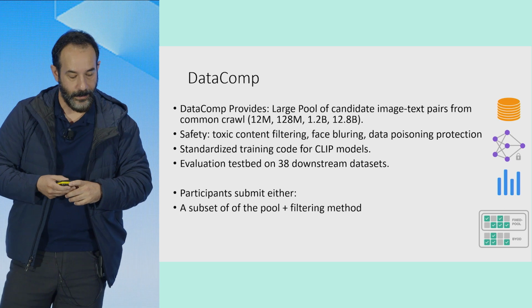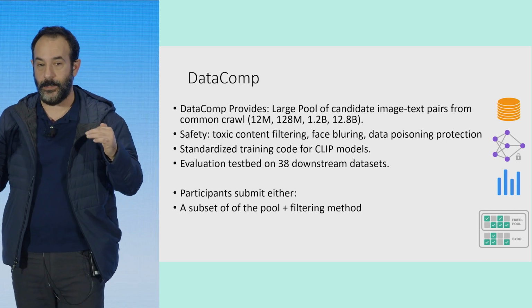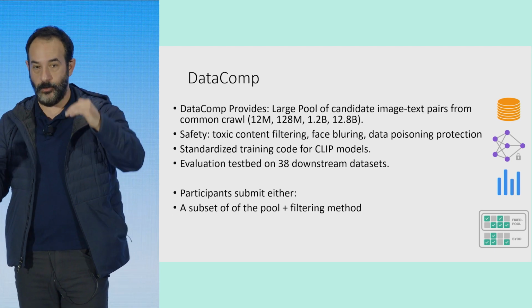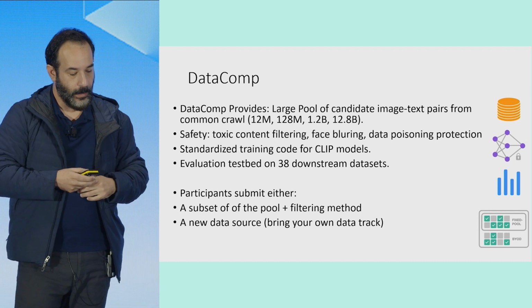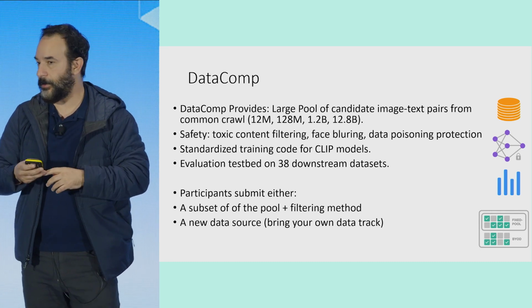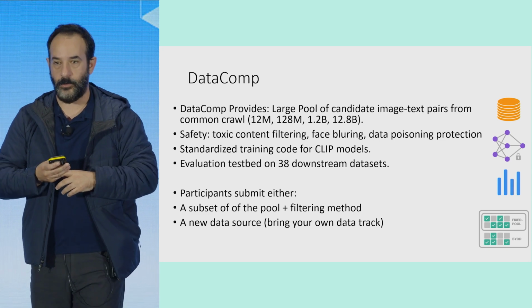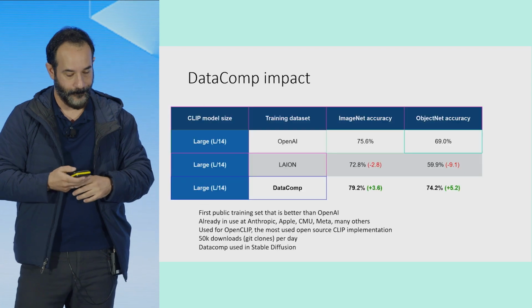And the participants submit either a subset of the pool and their filtering method. So people do very sophisticated ML models to do the filtering and the reweighting of the pool. And that's the innovation. And also, you can also submit synthetic data. So you can create your own images, do it using Stable Diffusion if you want, and you can add them in the mix, and we will see how well that does.